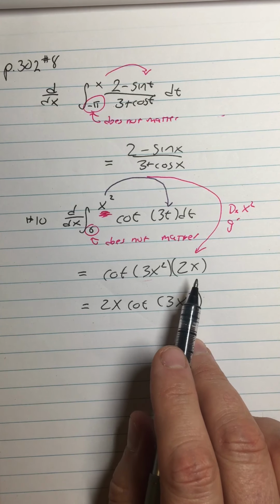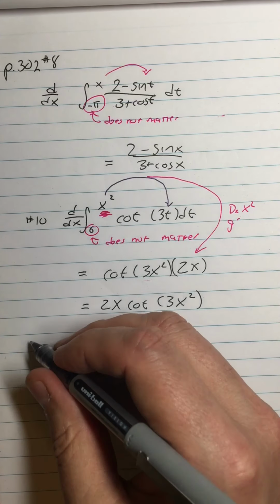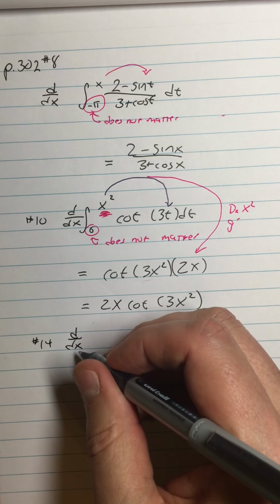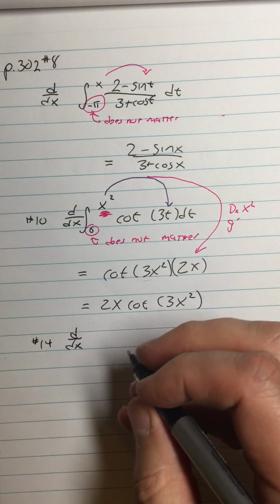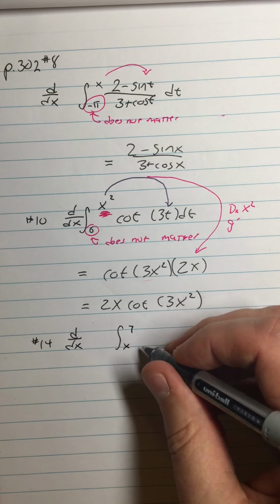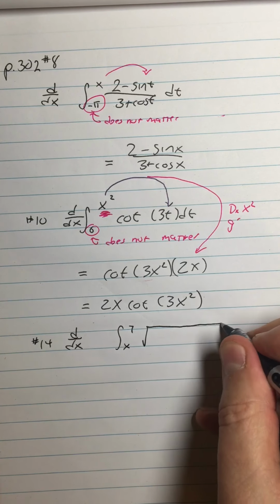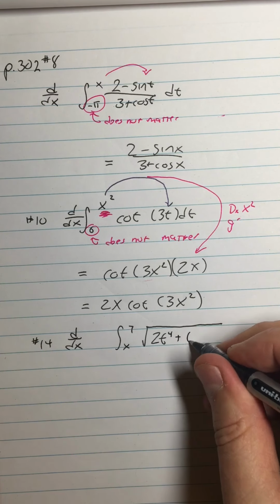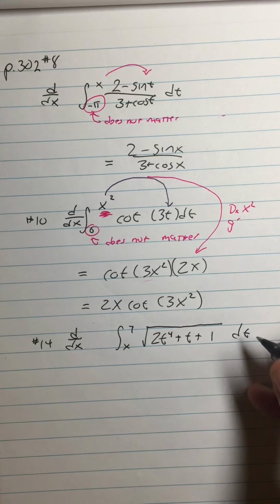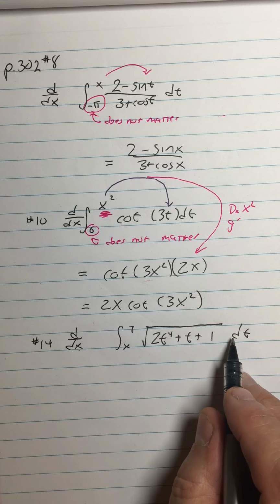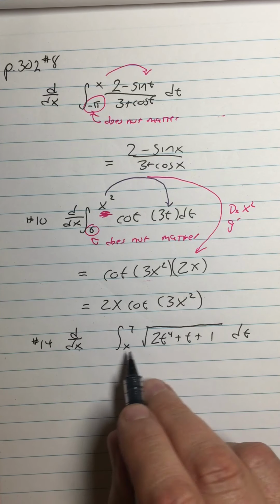All right, we're next going to look at number 14. Oh, they throw us another curveball. They're trying as hard as they can to make this difficult, but they can't because it's not. So this time we have the integral from x to 7 of the square root of, oh my God, it's so complicated looking, but all we're going to do is copy it, 2t to the fourth plus t plus 1 dt. Notice again, this variable matches this variable matches this variable.